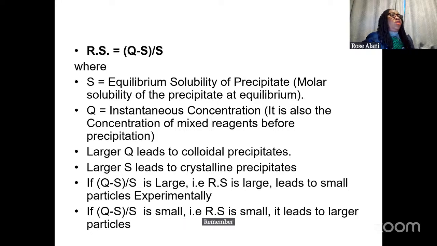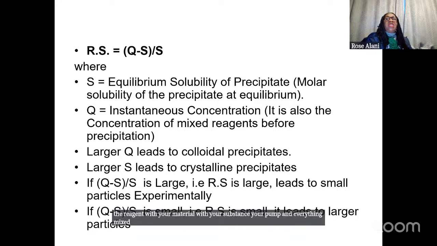Remember that when you're talking of gravimetry, we're talking of stoichiometry also, where you're going to deal with the mole of reactant, the ratio of the mole of the reactant to the product, and you're using that for your calculation. So this is important. Q is the instantaneous concentration, the concentration of mixed reagents before precipitation. Concentration of everything that is mixed, the reagent with your substance, your compound, everything mixed before precipitation. That is Q.